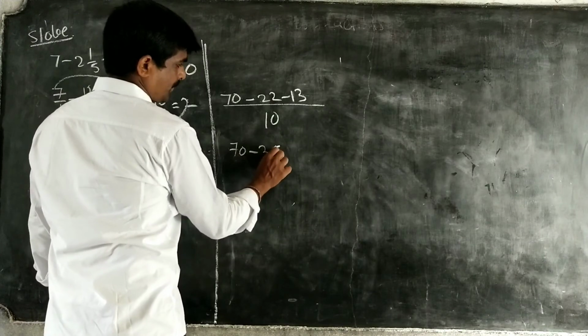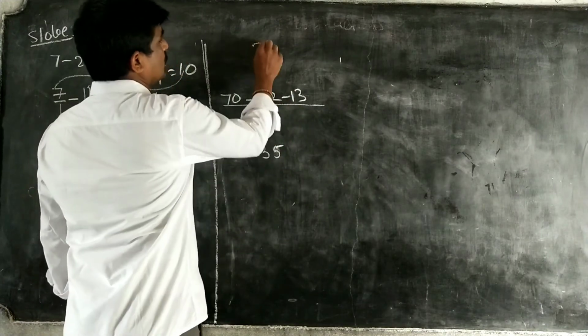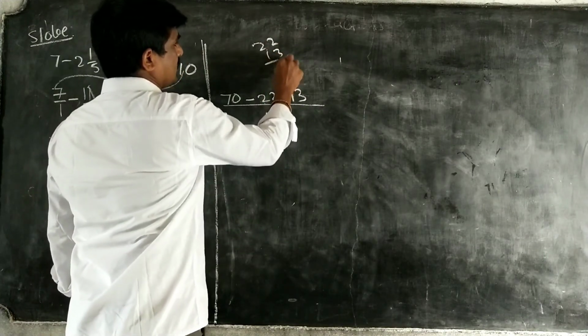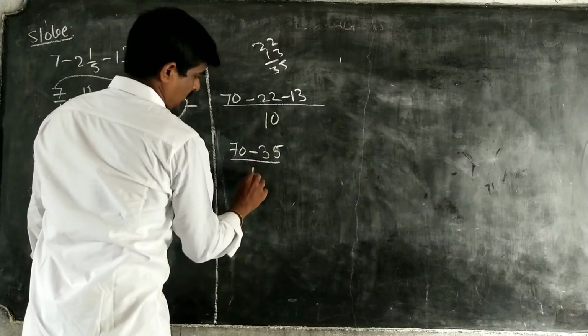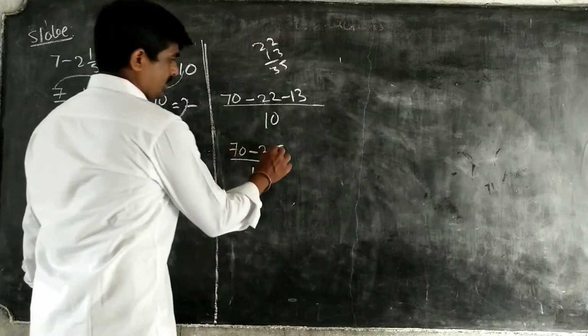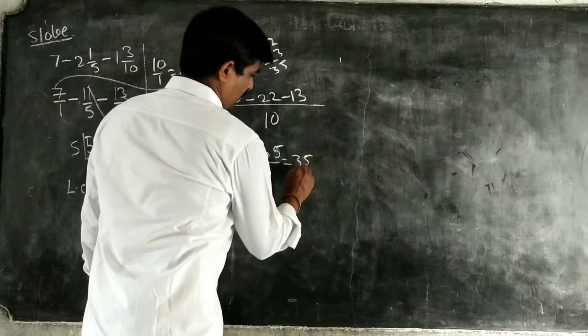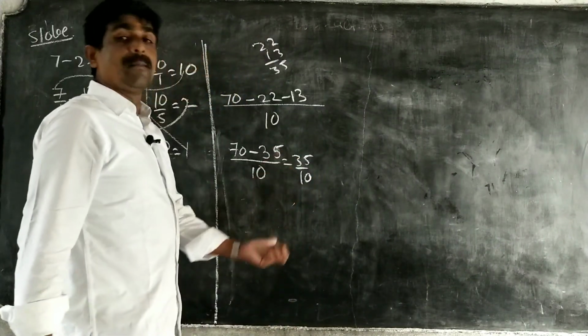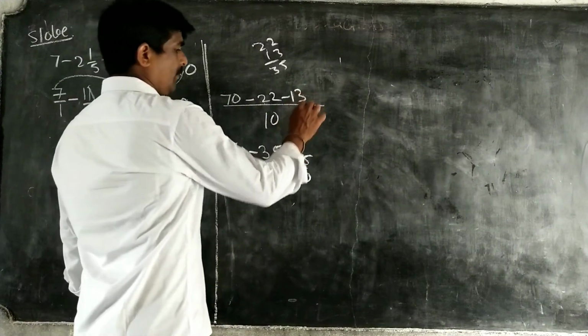70 minus 35. 22 plus 13, that is equal to 35 by 10. 10 I am writing as it is. 70 minus 35, that is equal to 35 by 10. This is a mixed fraction.